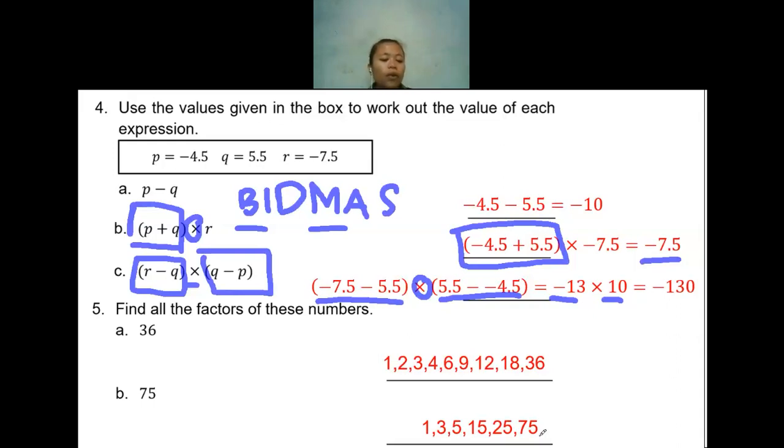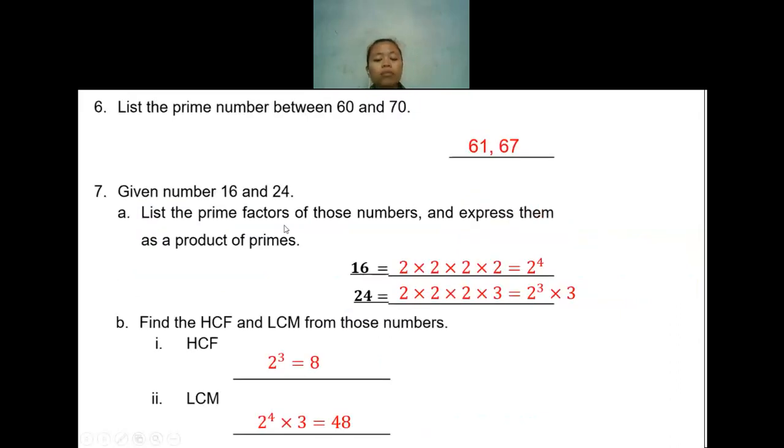Is there anyone having a question for question 5 and 4 before I continue to the next question? Is there anyone? Hello? No? Okay, if you have no question, then I will continue to question 6. If you have any question, please feel free to ask me.